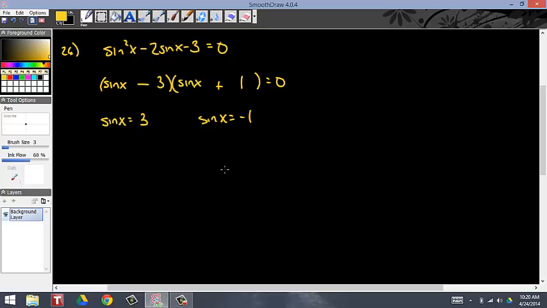Which one's the obvious answer? Dom, 3. Why? What's the answer there? It's 3 over 1, right? Undefined. Now make sure you write undefined. Okay. Now, Chris, I think -1 was an obvious answer. What is it?